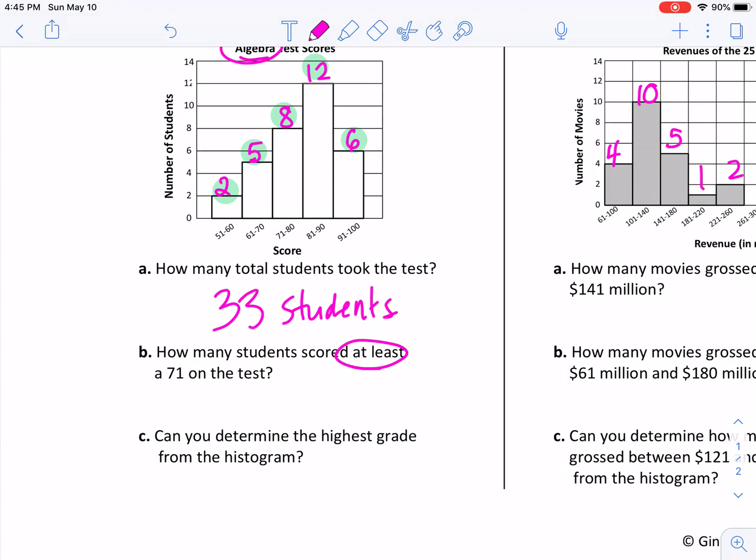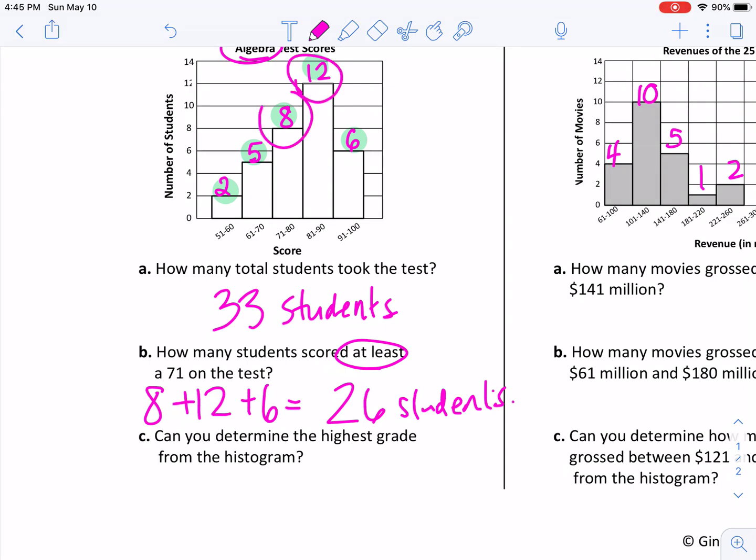How many of the students scored at least 71 on the test? Well, that means that they scored a 71 or higher, right? At least. So I'm going to add 8, 12 plus 6, and I'm going to get 26 students. Right? This is why labeling these bars is so important, right? I have an 8 here, 12 here, and a 6 here.